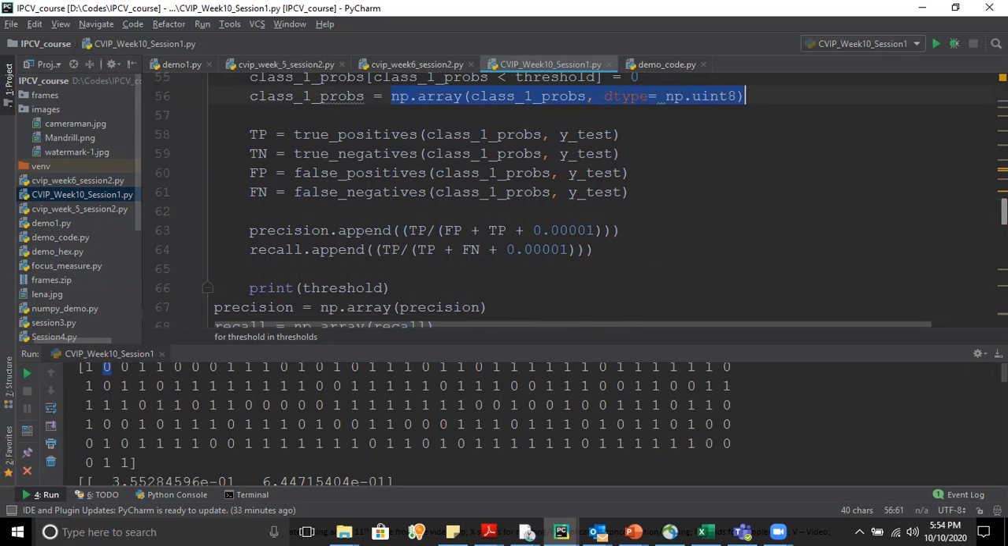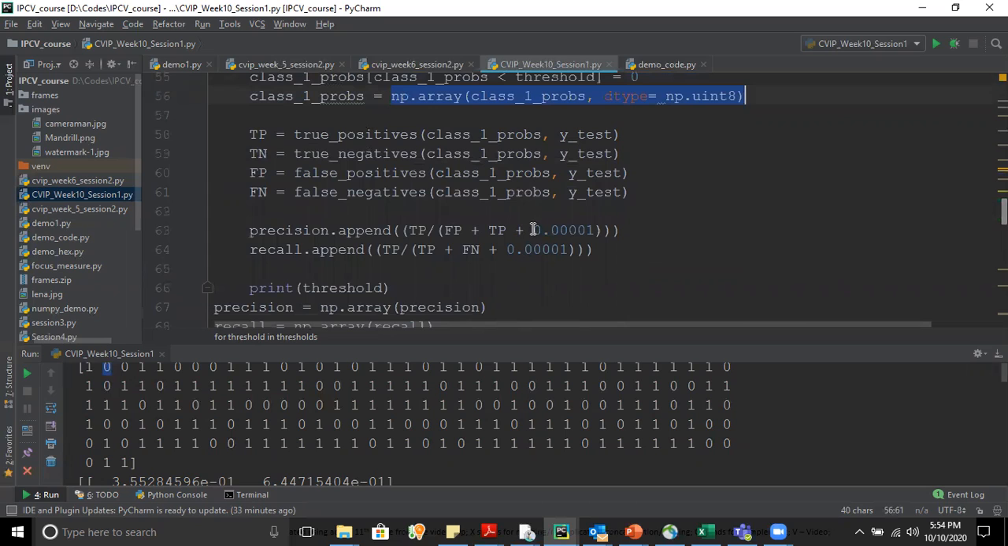Okay, is this part clear? Any doubts here? No, sir. Right, for every threshold we are calculating precision and we are calculating recall. So these two values we are recording.